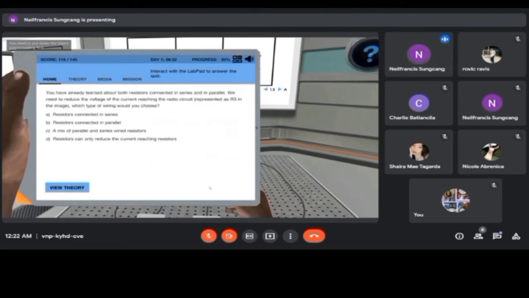You have already learned about both resistors connected in series and in parallel. We need to reduce the voltage of the current reaching the radio circuit. Which type of wiring would you choose?